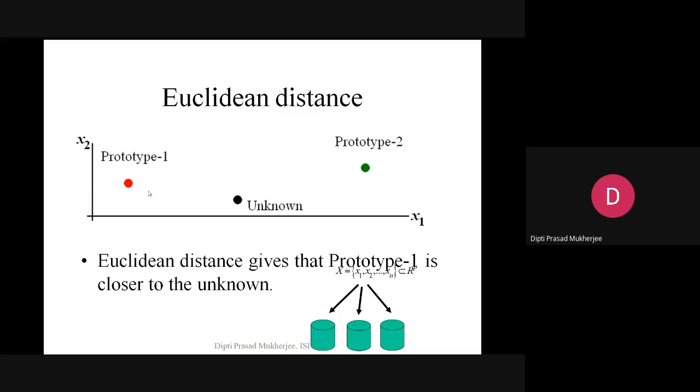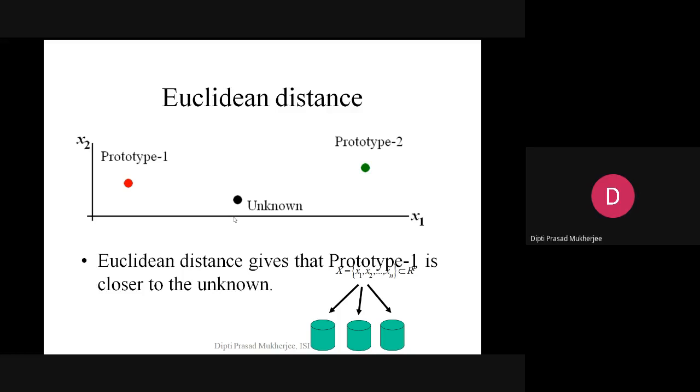Yes. So maybe the red one is flower chrysanthemum and the green one is the flower rose, right? And then this unknown, which is the black dot, has to be assigned to any one of them. So I can simply find out the Euclidean distance with respect to green and with respect to the red. And I know that square root of (x1 minus x2) whole square plus (y1 minus y2) whole square gives me the Euclidean distance value. And the one which is the minimum, that prototype is assigned to the unknown. Is this clear?